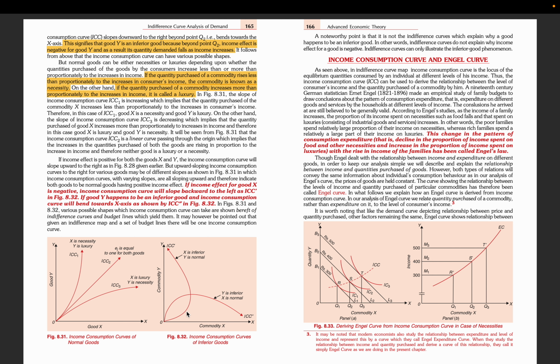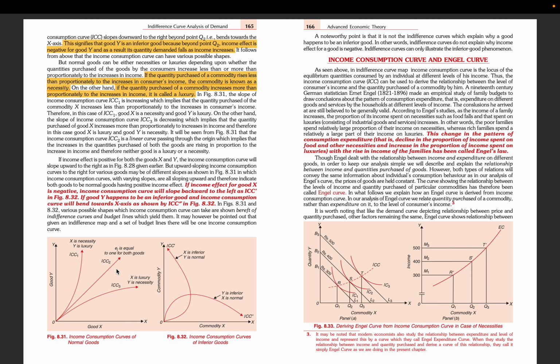It will be seen from 8.31 that the income consumption curve ICC2 is a linear curve passing through the origin, which implies that the increase in the quantities purchased of both the goods is rising in proportion to the increase in income, and therefore neither good is a luxury or a necessity. Basically, this can be used as a mind map for checking what increases and decreases, because this is the case of equal proportion with the increase in income.